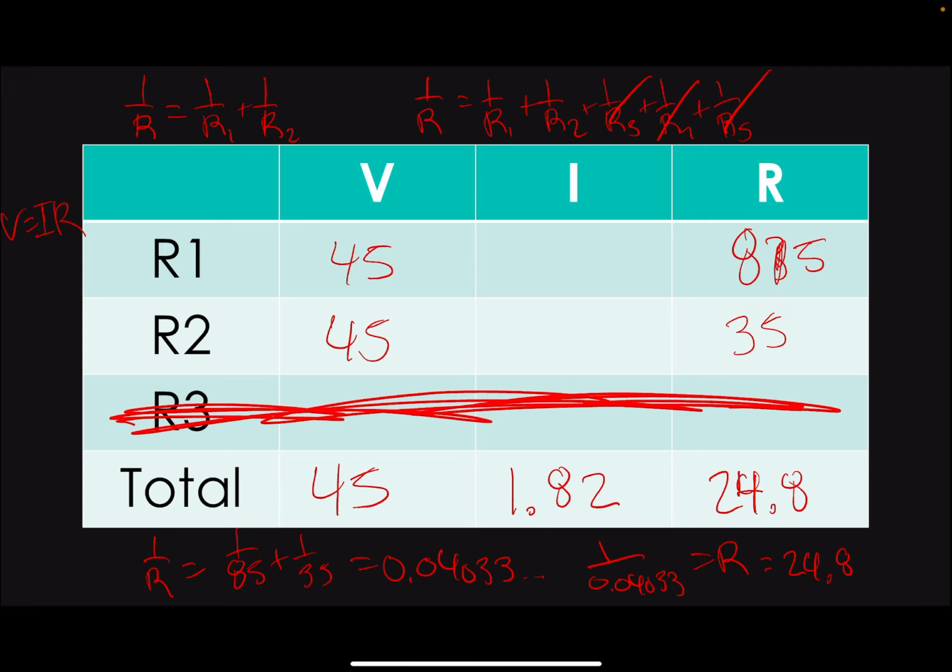And then now I know V equals IR, so I can find the current in each one. 45 divided by 85 is 0.53. And 45 divided by 35 is 1.29. This column should add up to 1.82 if we did it right. So 1.29 plus 0.53 does give me 1.82 back, so I did it right.